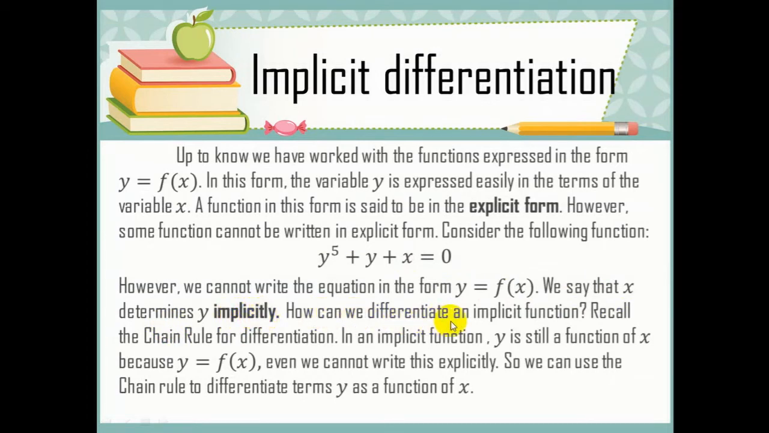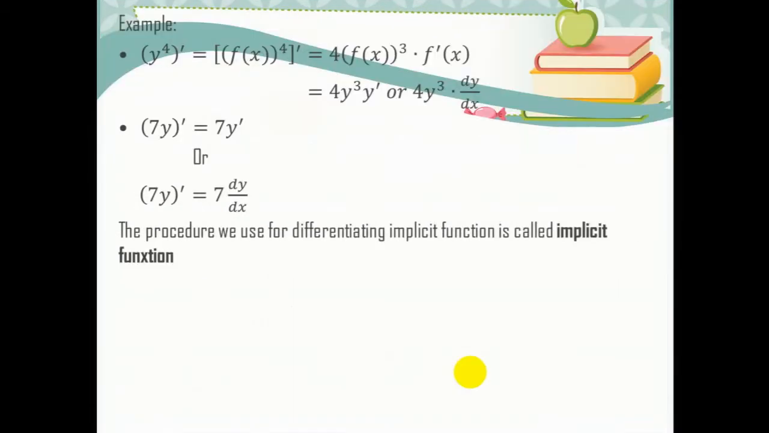How can we differentiate an implicit function? Recall the chain rule for differentiation. In an implicit function, y is still a function of x because y equals f(x), even if we cannot write this explicitly. So we can use the chain rule to differentiate terms with y as a function of x. For example, (y^4)' is equal to, changing y to f(x), (f(x)^4)'. This is the general power rule.